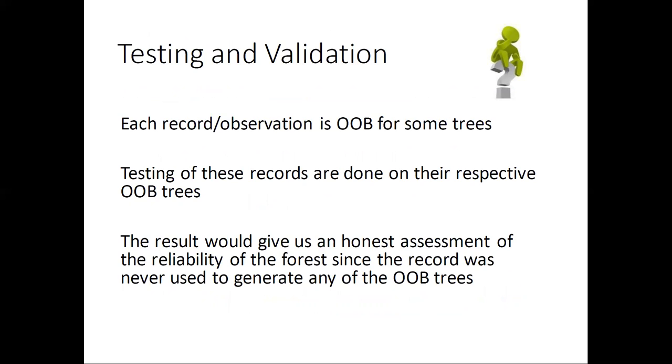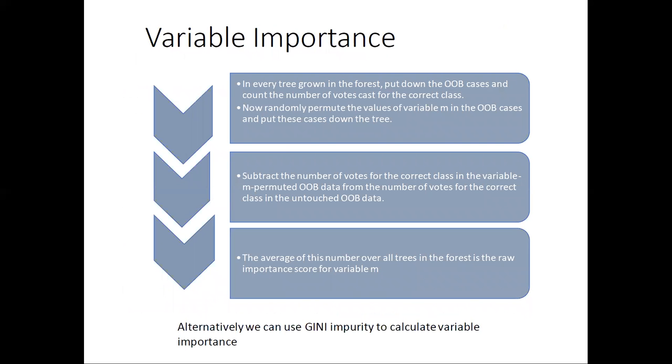As I said, Breiman contended that the OOB would provide an honest assessment of the reliability of the forest. So OOB error can again be used as an extra methodology for validating the random forest models. So random forest also can be used to estimate importance of different attributes or descriptors. We'll come back to this when we come to the attribute selection in the next section.